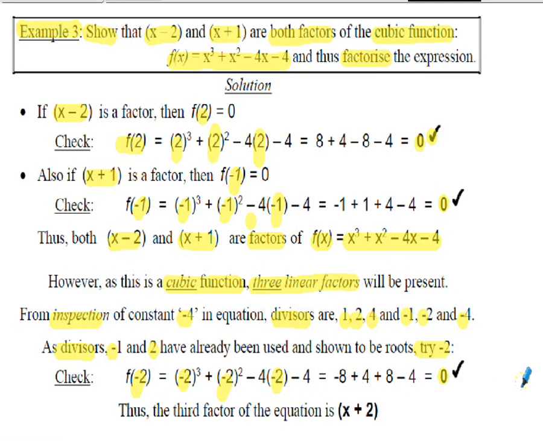So I've found the third root, which is x equals negative 2, so therefore the third factor will be x plus 2. So now all 3 factors are found.